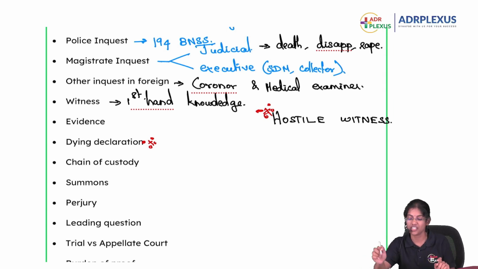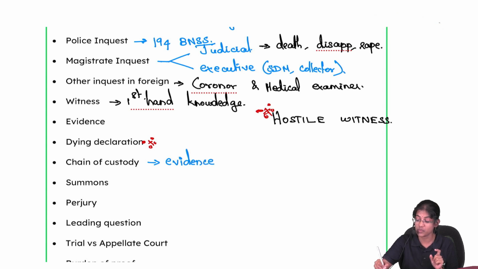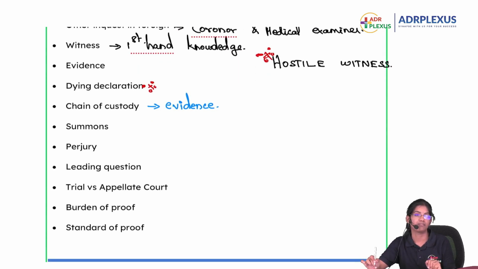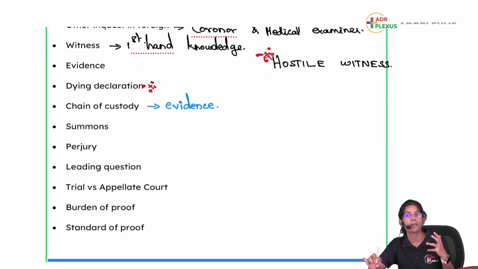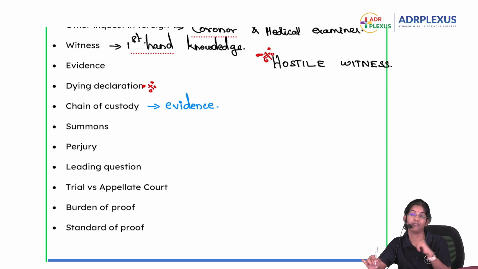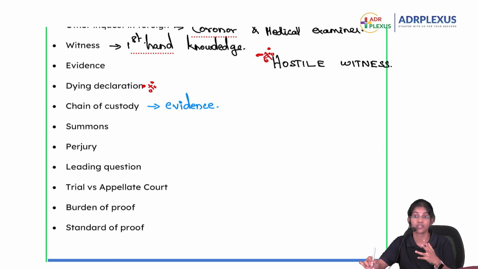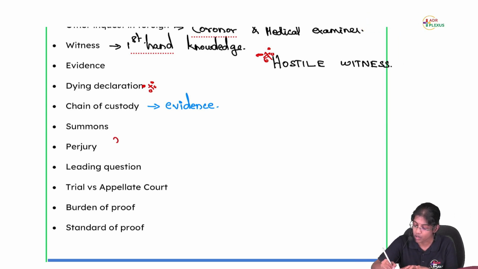Chain of custody. Which one are we talking about? We are talking about the evidence. Chain of custody means we are talking about the evidence. Then you have summons. Summons is a document that warrants the doctor to come at a particular time at a particular place. With a document or without a document, they can ask us to bring a copy of your evidence, all of this. So that's asked. Then you have perjury. Perjury means giving false evidence.